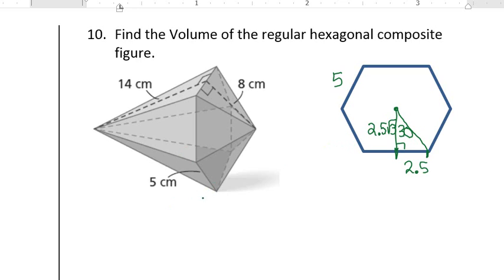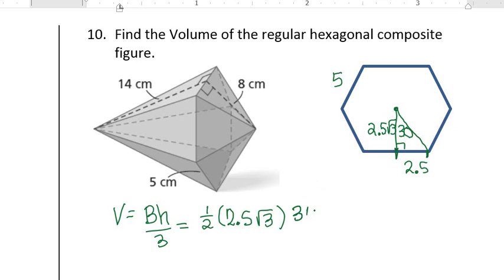So the equation for the volume here is going to be area of the base times the height, and then divided by 3. The area of the base, we know for a regular polygon, is 1/2 times the apothem, which we just figured out is going to be 2.5 square roots of 3, times the perimeter. So we have 6 sides, and each side measures 5. So that's 30. Then we're going to take that and divide it by 3. So the volume, okay, so that's just area of the base.